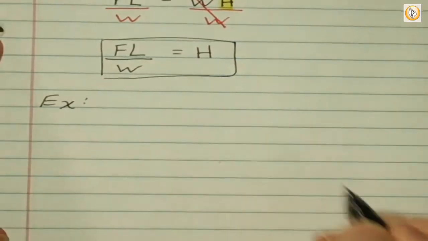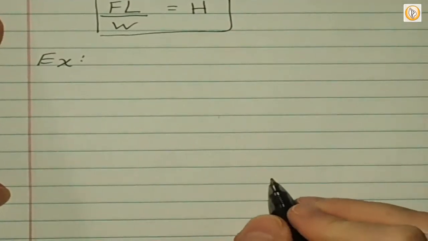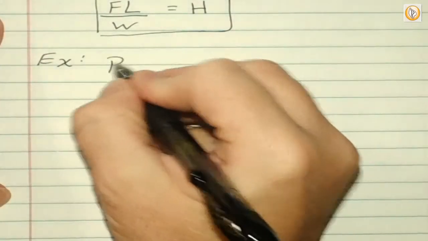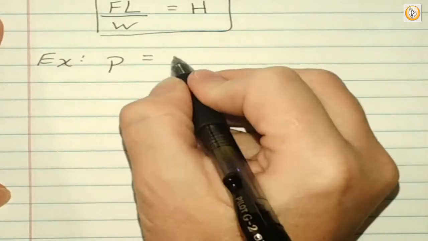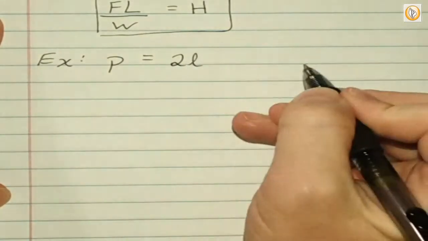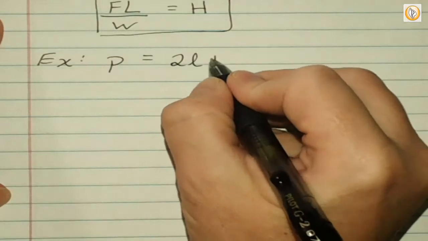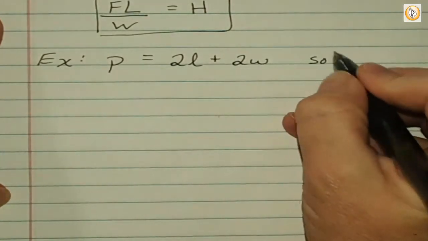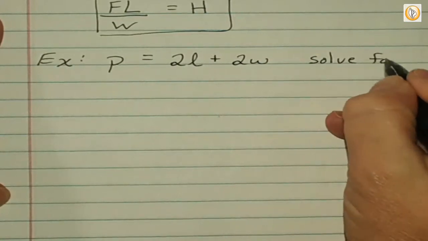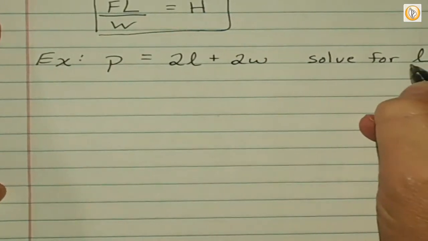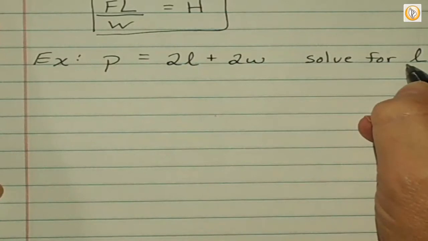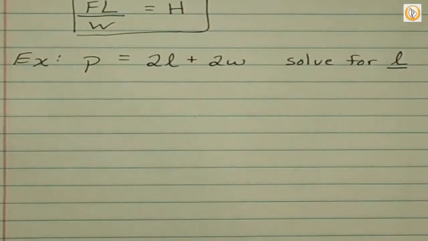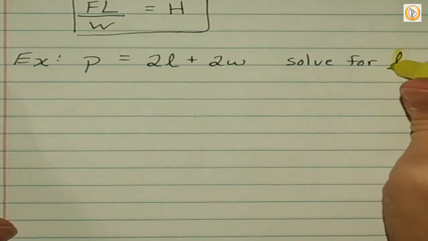Okay, here's another one. We're going to do a lot of examples to get y'all a little bit more comfortable. P equals 2 times L, that's a lowercase l, plus 2 times W. And we're solving for L. So I'm going to highlight, you are the L.